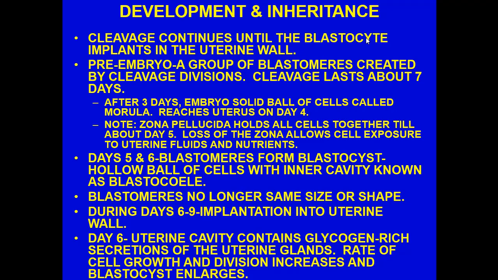During days 6 through 9, you have implantation into the uterine wall. Now, at day 6, the uterine cavity contains glycogen-rich secretions of the uterine glands. If you remember what glycogen is, that's basically a polysaccharide. Lots of glucoses that are attached together by glycosidic bonds. Now, why am I bringing this up? Because the uterine cavity is already beginning to release from its uterine glands secretions that are going to provide the energy for the zygote, or I should say, the embryo. There we go, the right term, the embryo. The rate of cell growth and division is going to increase and the blastocyst will enlarge.